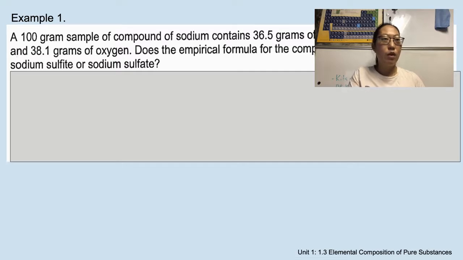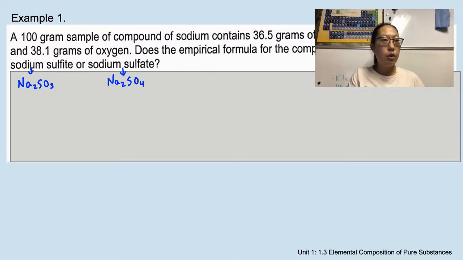So in this first example, we have a 100-gram sample, and it tells you how many grams of each thing it contains. It asks, does the empirical formula of the compound lead you to believe it is sodium sulfite? If we remember our formulas, this is an ionic compound, a metal and a polyatomic ion. So Na2SO3 is sodium sulfite, or is it sodium sulfate? Different formulas. One has more oxygen. So you've got to take this data and turn it into something that has a formula, right?